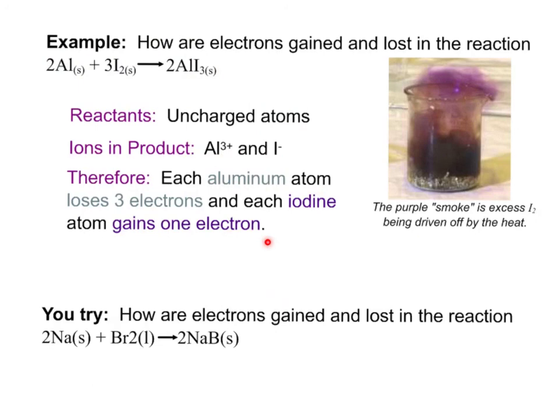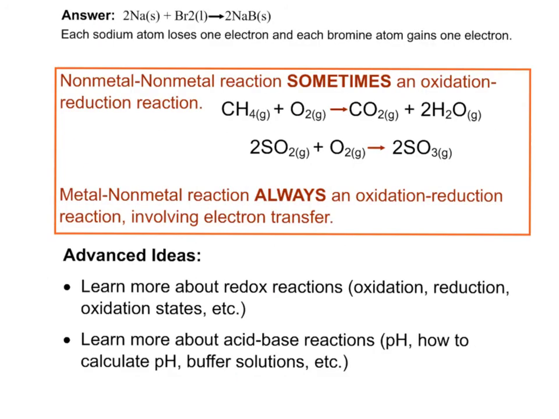You try it. Look at this reaction. How are the electrons gained and lost in this oxidation-reduction reaction? Pause the video and do that, and I will give you the answer on the next page. So here's your answer, and hopefully you got that right. You can do some more practice problems if you need to. Ask me in class, and I'll find some of those for you.